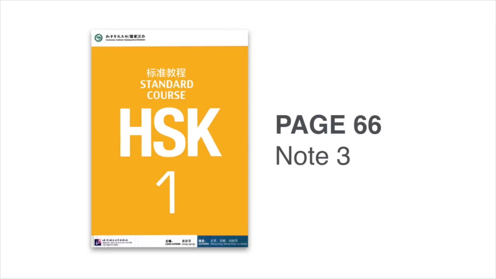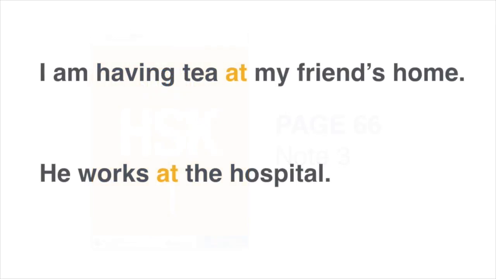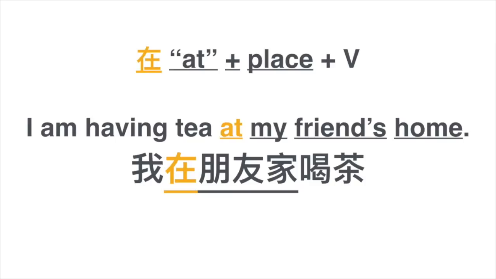Let's turn our textbooks to page 66 and take a look at grammar point number 3. Simply put, to express locations of actions, we still use the word 在, meaning at. The word 在 doesn't change. What changes is just the different sentence elements. For example, I am having tea at my friend's home. 我在朋友家喝茶. So the construction is 在, meaning at, plus place, plus the verb.